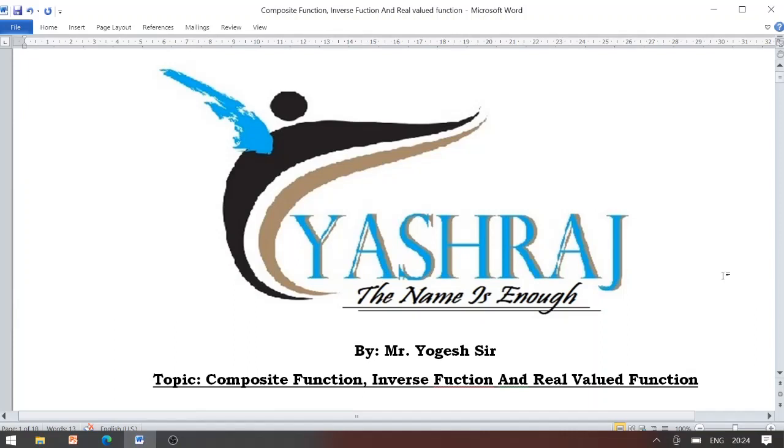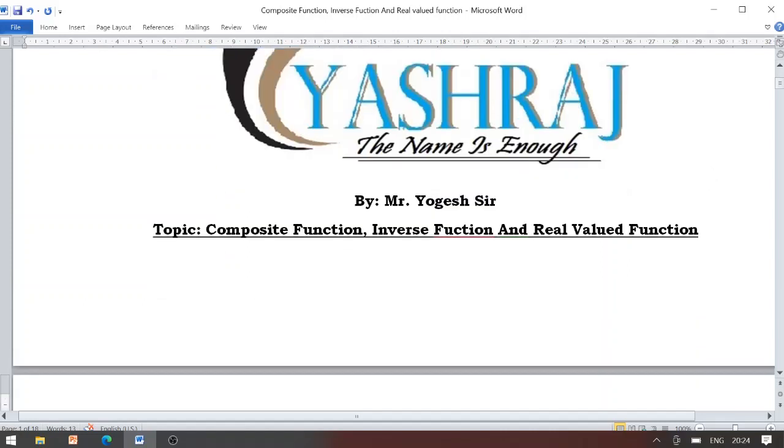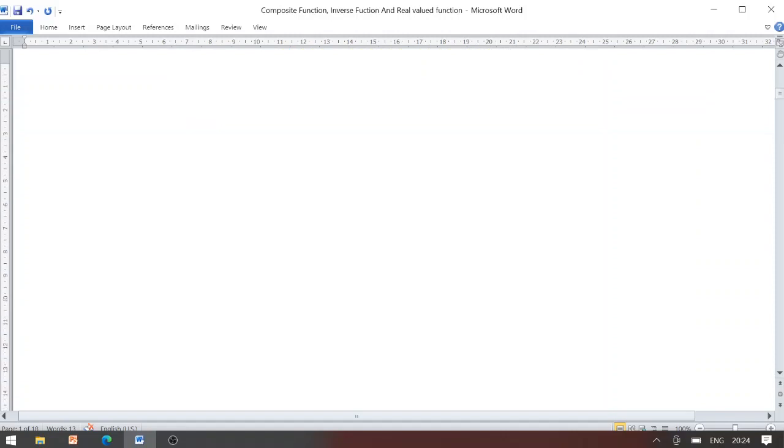During the last few lectures, we discussed finding the domain and range for the given function. Under it we have the greatest integer function, modulus function, and logarithmic function. Now in this lecture we are going to discuss what exactly is meant by the composite function and inverse function, as well as the real valued function. So for that, let us consider the first topic, the composite function.